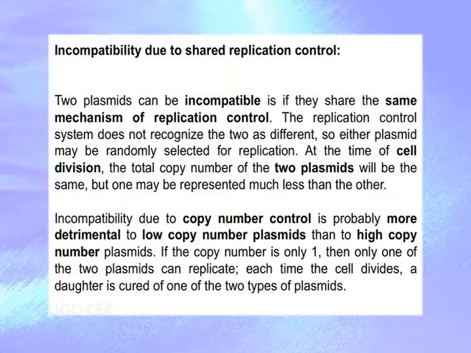As I said, plasmids have their own copy number control mechanisms, but if both the plasmids are alike, and if it happens that one of them reaches the desired copy number and the other fails to do so, then the one which is not able to acquire the copy number will be lost.